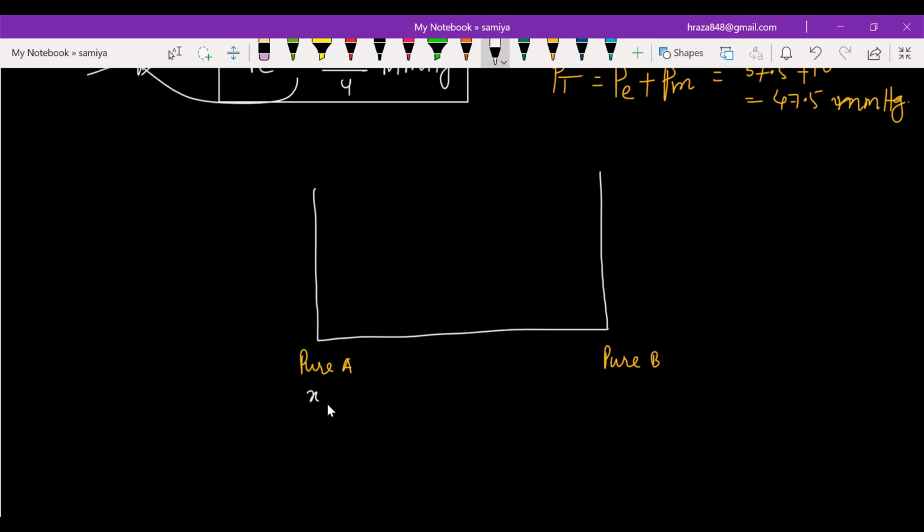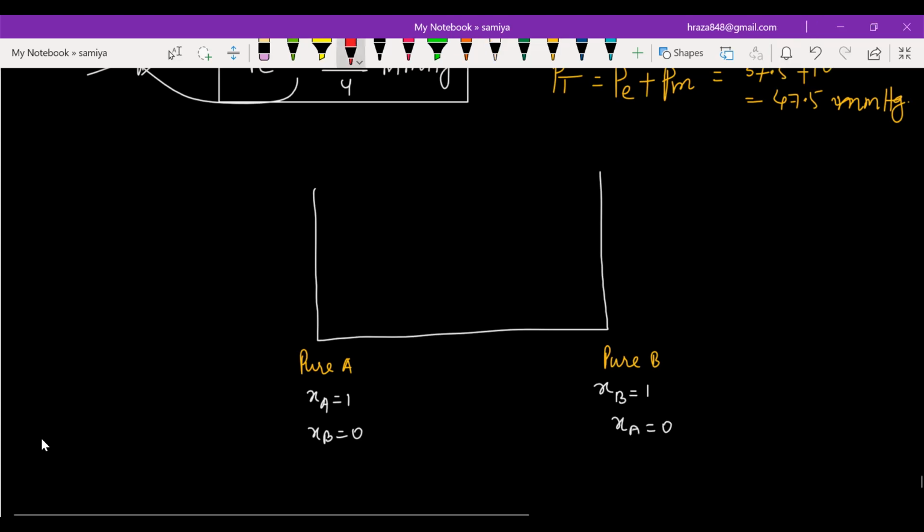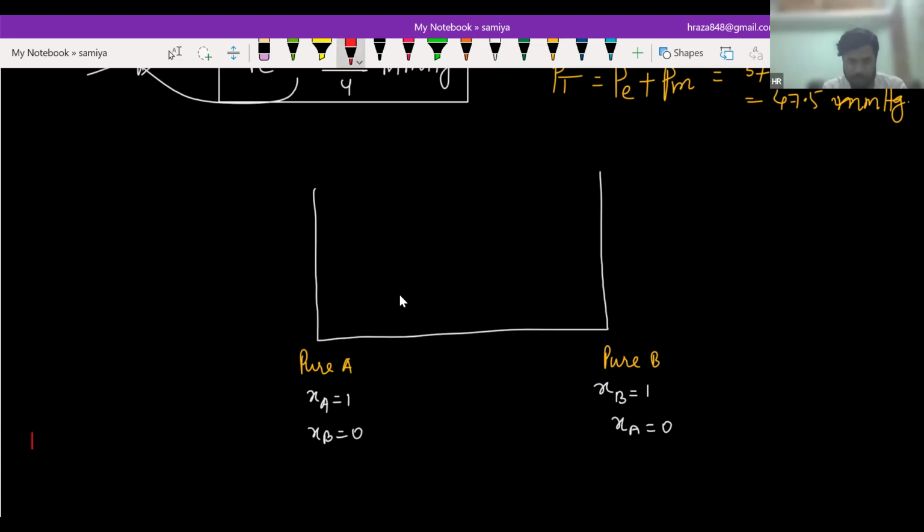For pure A, mole fraction of A will be 1 and mole fraction of B is equal to 0. And for pure B, mole fraction of B is equal to 1 and mole fraction of A is equal to 0. Is that clear, everyone? Yes, sir. Now, this is the graph between vapor pressure and mole fraction.